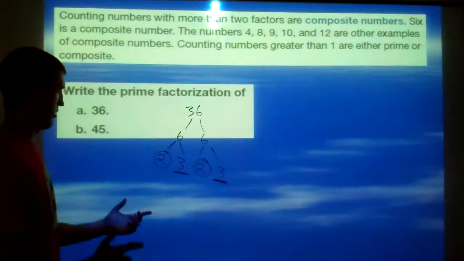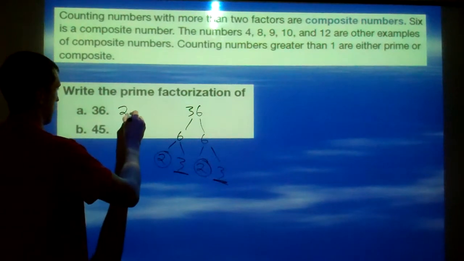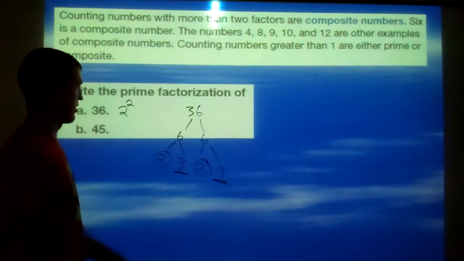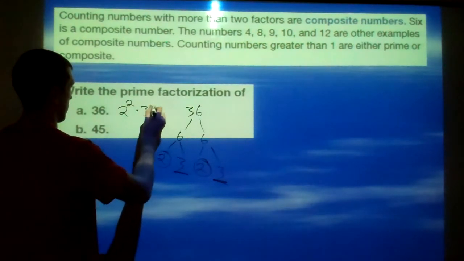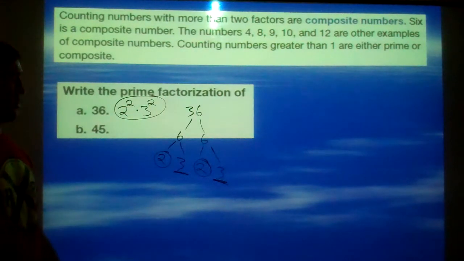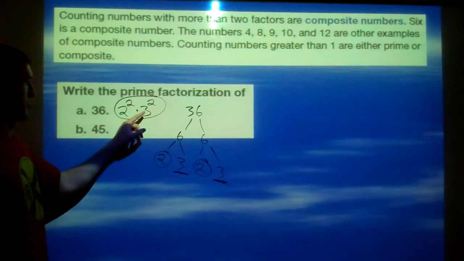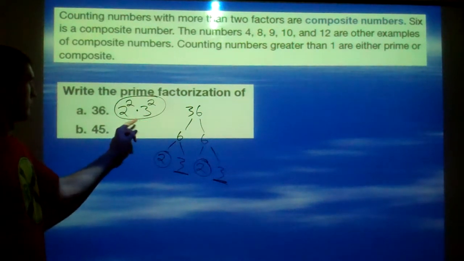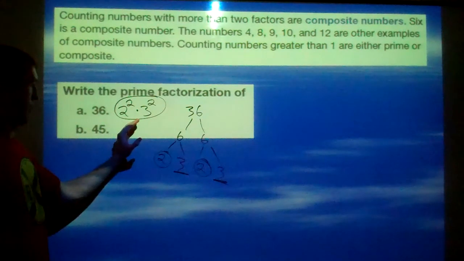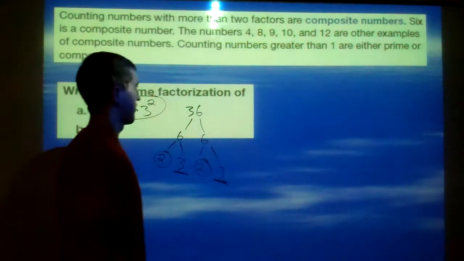And here's how we would write it. We have two 2's, so that would be 2 to the second power, times, we have two 3's, 3 to the second power. So that is the prime factorization of 36. 2 to the second is 4, times 3 to the second, which is 9. So 4 times 9, we would get 36. So that is the prime factorization for 36. Now let's take a look at 45.